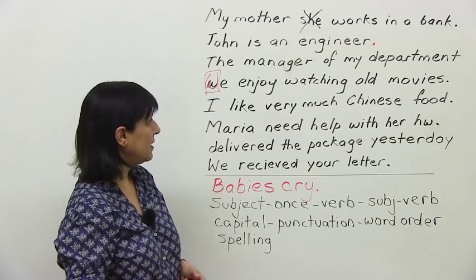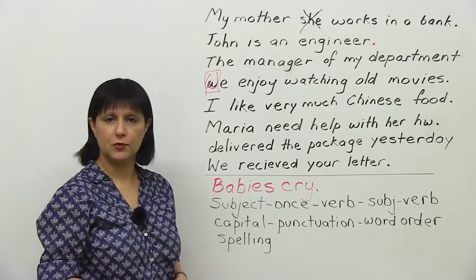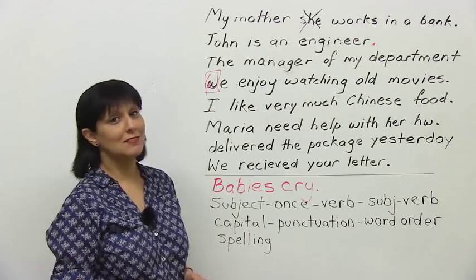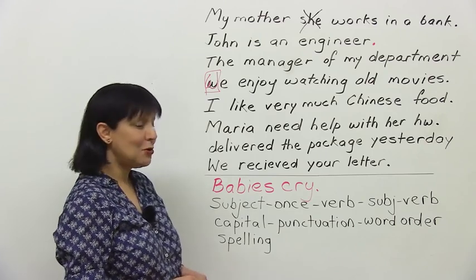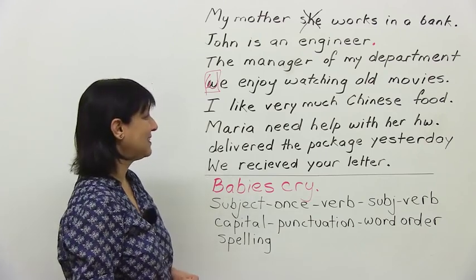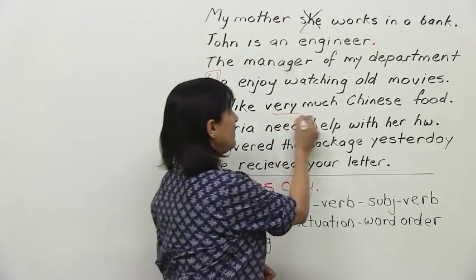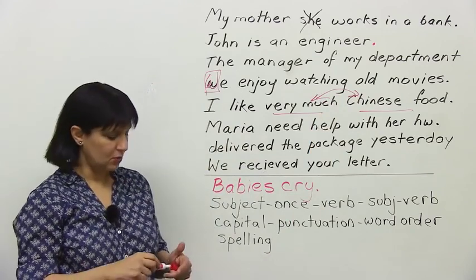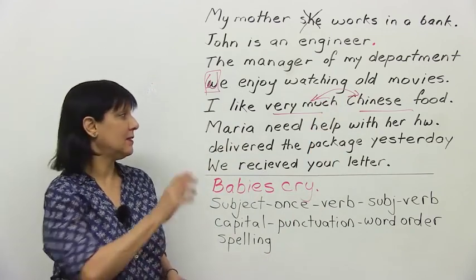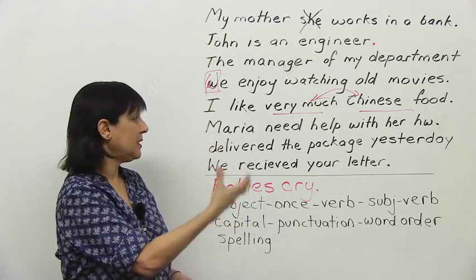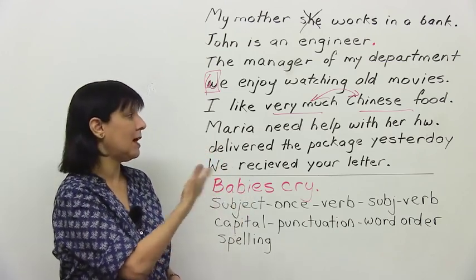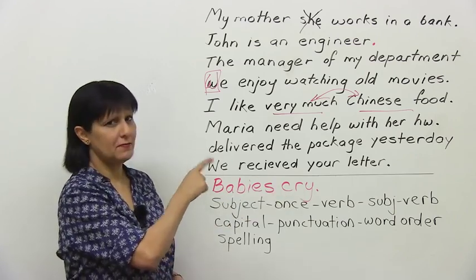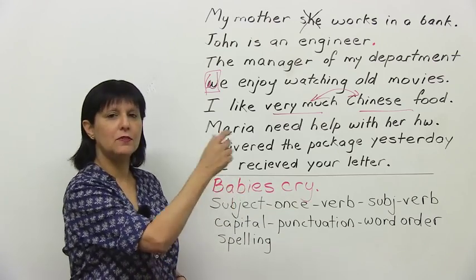Okay, next one. I like very much Chinese food. Okay? Maybe that sounds okay to you, but doesn't sound okay to me. It's close, but not quite. What's wrong? Well, what's wrong here is this. The word order. Not only do you need to have certain elements, you need to have the words in the right order. So in English, the correct order for this sentence would be I like Chinese food very much. Okay? Not very much Chinese food.